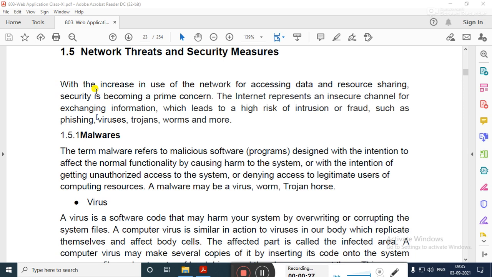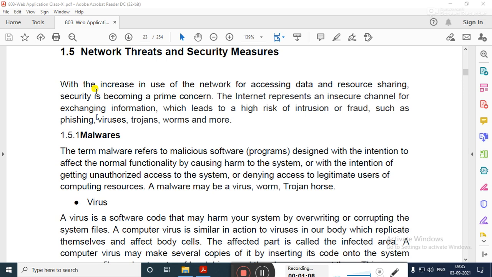With the increase in the use of the network, accessing data and resource sharing, when you connect through a network to a worldwide network, security becomes your first and prime concern. The internet represents an insecure channel for exchanging information, which leads to a high risk of intrusions and fraudulent data such as phishing, viruses, trojans, worms, and many more.